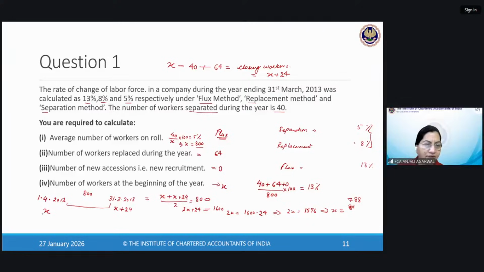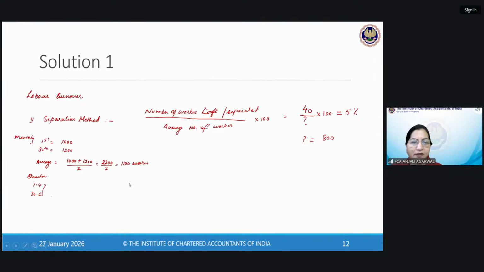So what is the number of workers in the beginning? 788. And what is the number of workers in the end? 812. So when you take the average of 788 plus 812, you will get the average number of workers as 800. Okay.